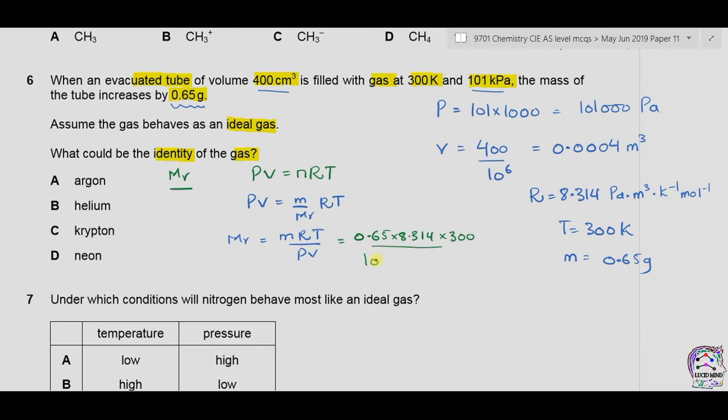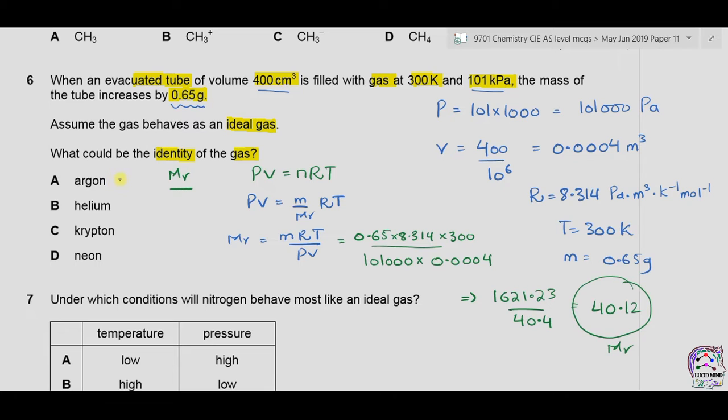pressure given is 101,000 pascals, and volume is 0.0004 meter cube. The values come equal to 1621.23 divided by 40.4, which is equal to 40.12. Now this is the Mr of the gas that is used.